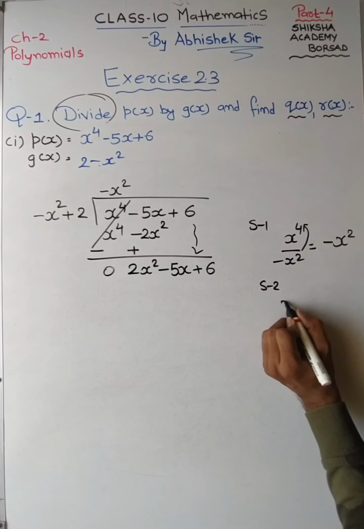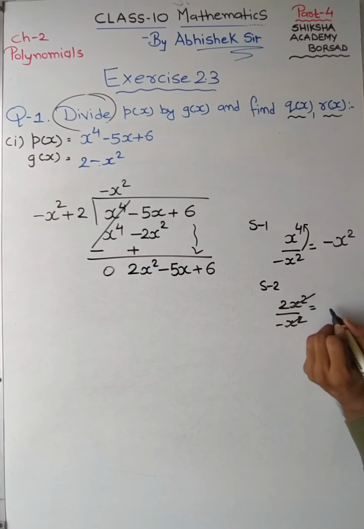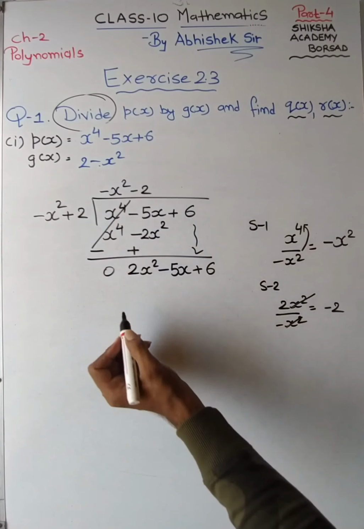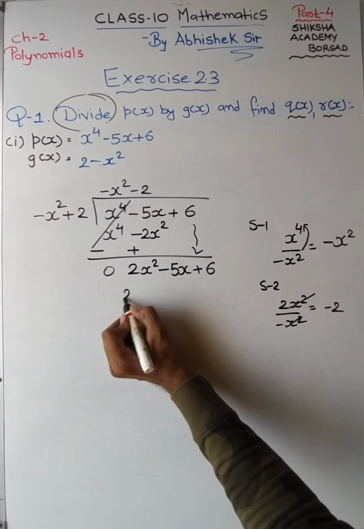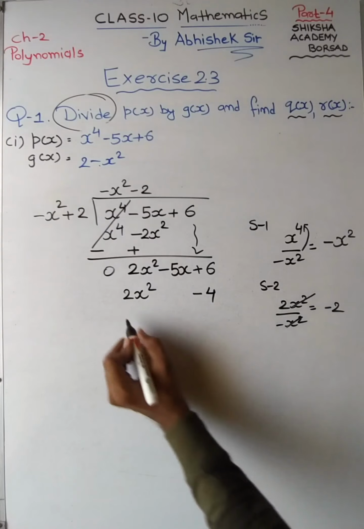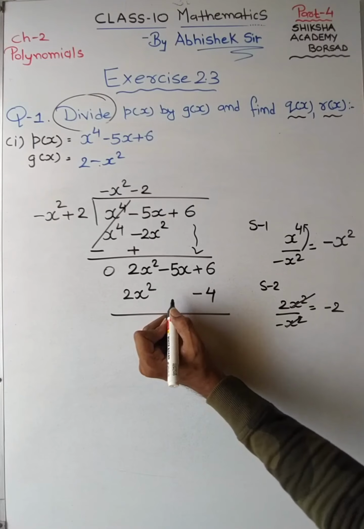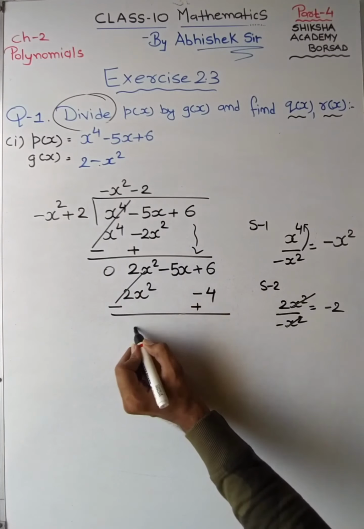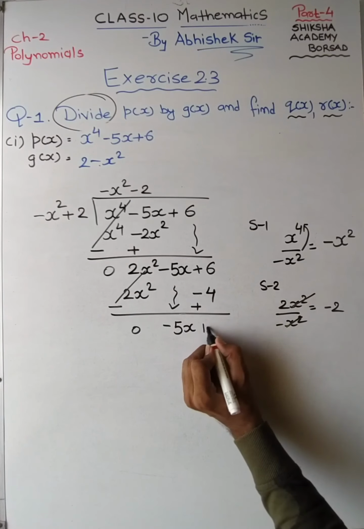Moving on to step 2. 2x square upon minus x square. So x square cancel, minus goes upside. Now only you have 2. So putting minus 2 over here and then we will multiply. So minus x square into minus 2 is plus 2x square, plus 2 into minus 2 is minus 4. This term we don't have any term containing x, so we will leave this empty. Change the sign, cancel wherever possible. Repeat whatever is unutilized. Plus 6 plus 4 is plus 10.